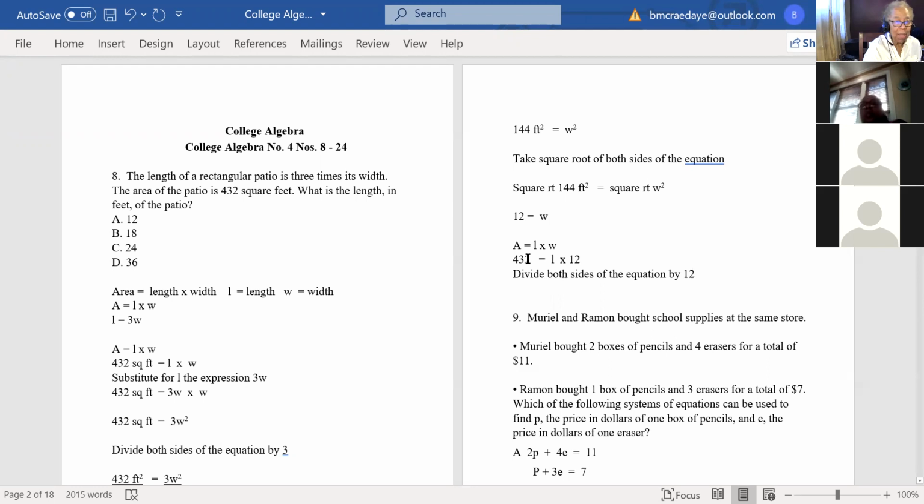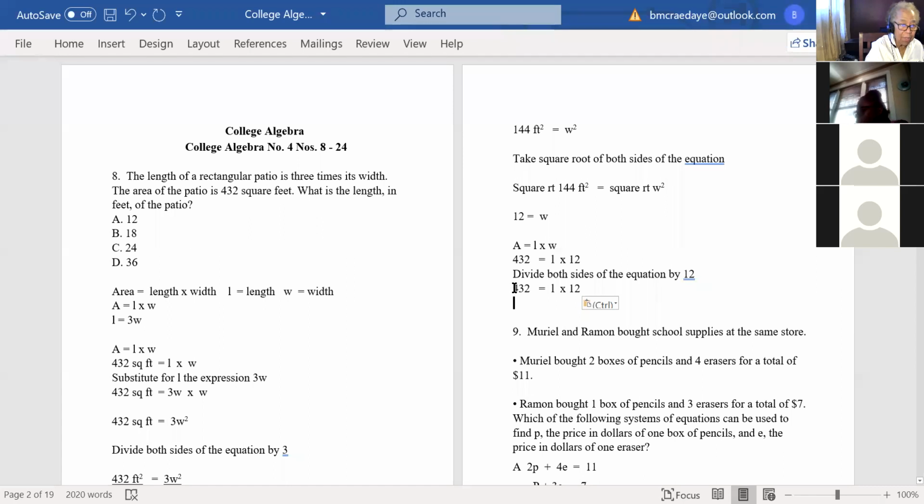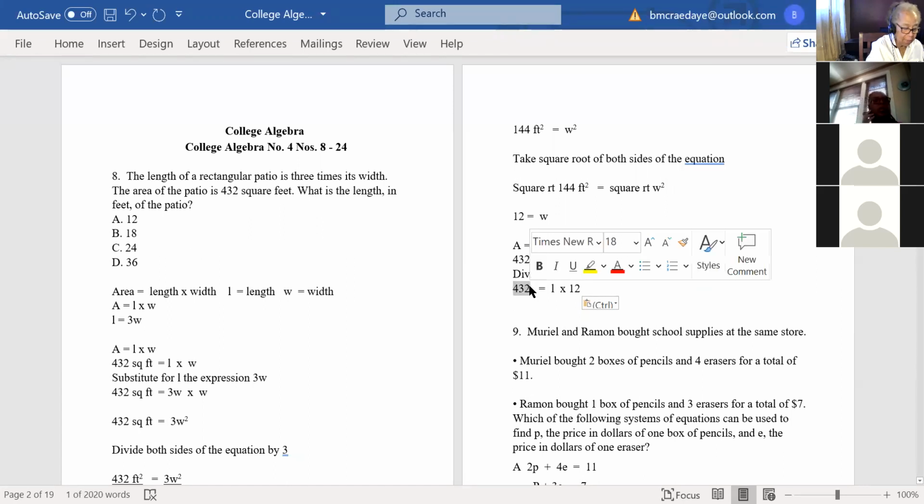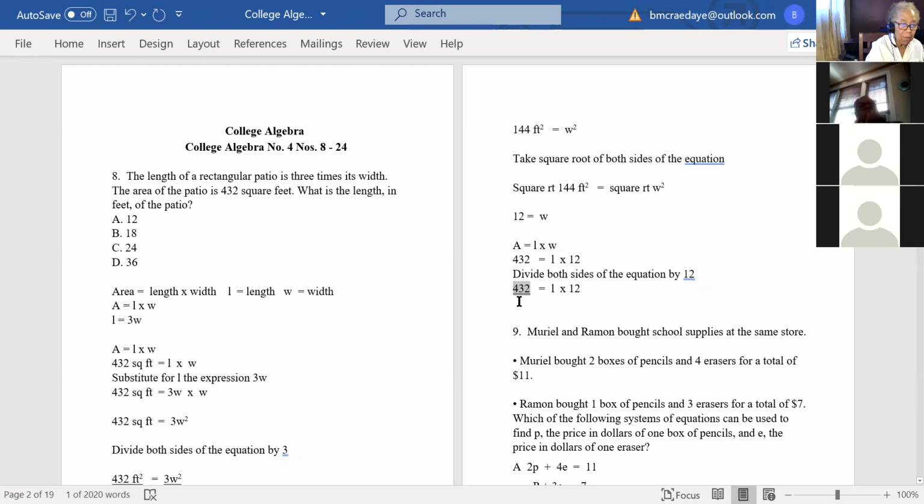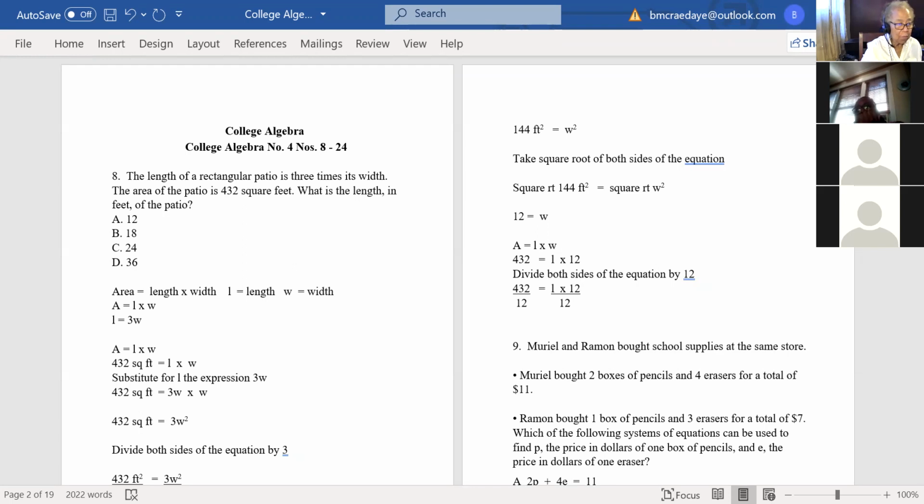All right, so do that and tell me what you get. Divide both sides of this equation, the left side and the right side. So we copy this here and put the 12 underneath both sides. So this will be 12, right? And then this would be also divided by 12. So let's just underline, put the 12. So what's 432 divided by 12, Chastity? 432 divided by 12, what do you get?